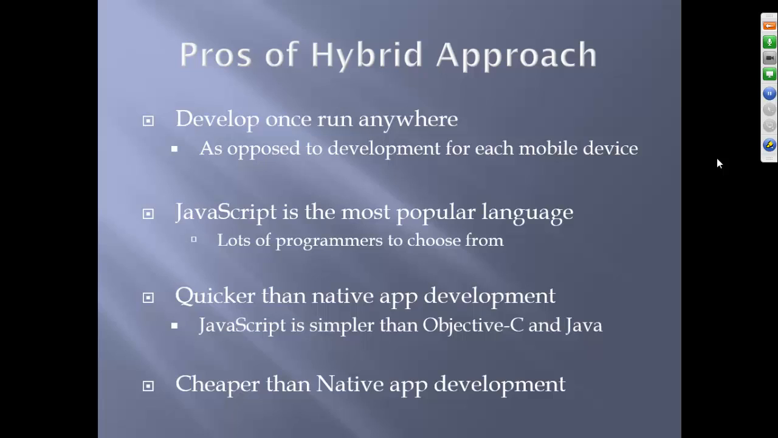The other big advantage of building a hybrid app is the fact that you are building it using JavaScript, which is now the most popular programming language. So this basically means that a lot of programmers know JavaScript, and finding people to build hybrid apps is a lot easier than finding people to build native apps, more resources available.